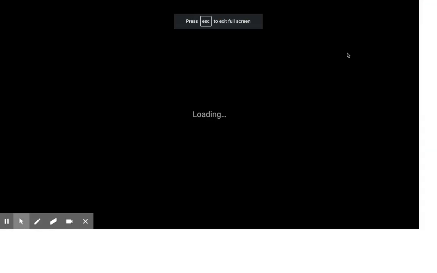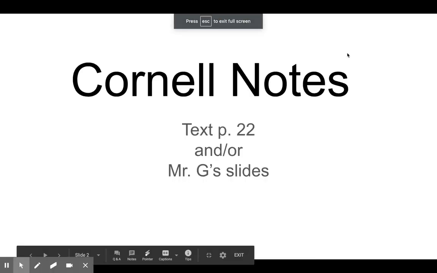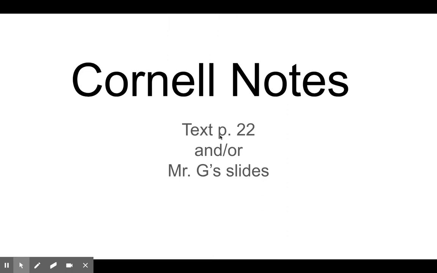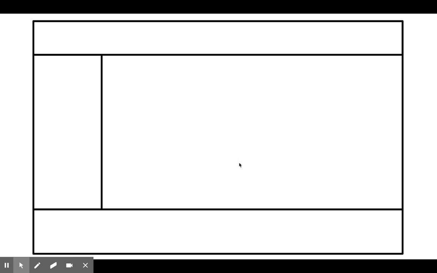All right, you have a piece of paper and a writing utensil. So we're going to do Cornell notes. You can get this information from your textbook, page 22, or you can get it from this slideshow, which might be easier in video. So you have your piece of paper and you're going to draw some lines or fold your piece of paper so that you have a top section. You have a margin area here.